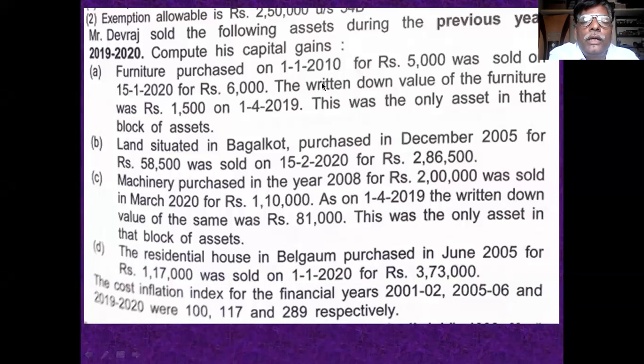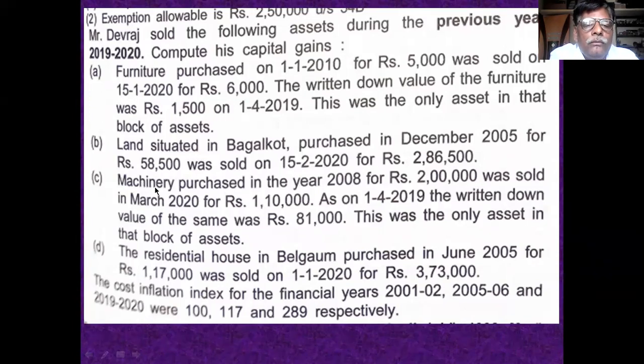Okay, and this problem also I explained yesterday regarding Mr. Devraj. First point is furniture. Written down value is given, so it is short term. Second, B point, land situated in Bagalkot, December acquisition, sale 2020. 2020 is the year of sale, acquisition is 2005. 15 years held. This asset is held for 15 years, therefore it is long term.